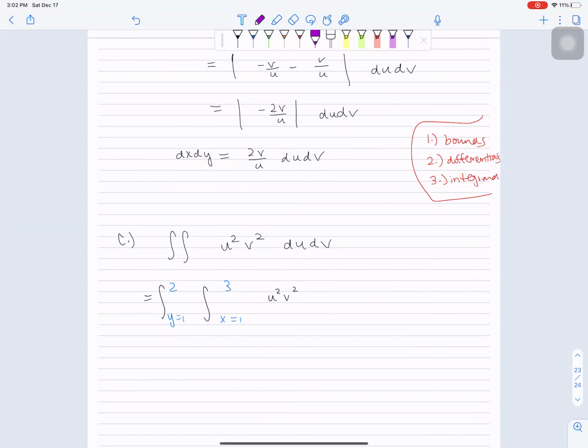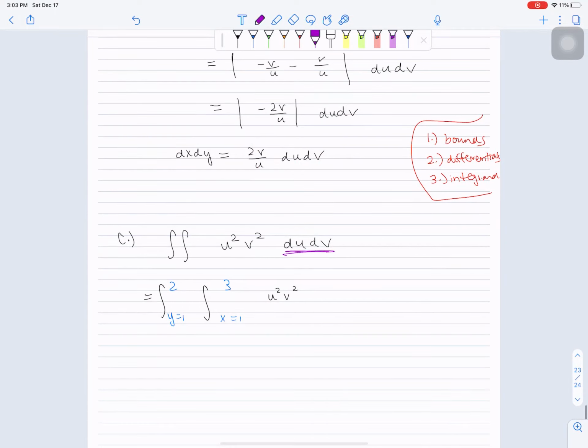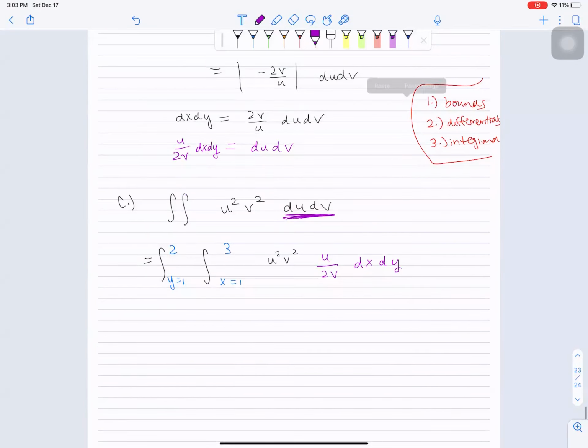What is du dv? Well, up here in part B, I found dx dy equals that, but I don't want 2v over u du dv. I just want what is du dv. So let me divide both sides by 2v over u. So I get u over 2v dx dy equals du dv. That's from part B. So now I can substitute. This is u over 2v dx dy. And let's see if anything cancels out. Well, we have a v canceling out.